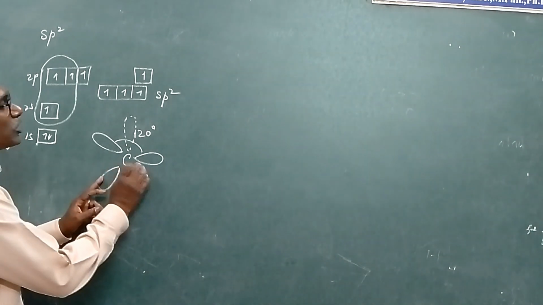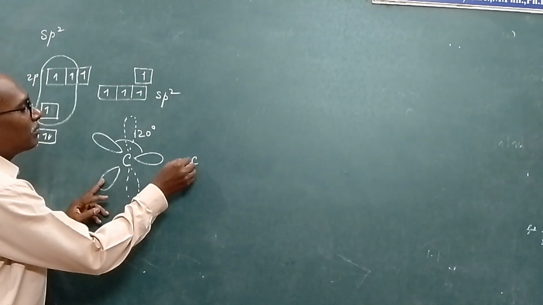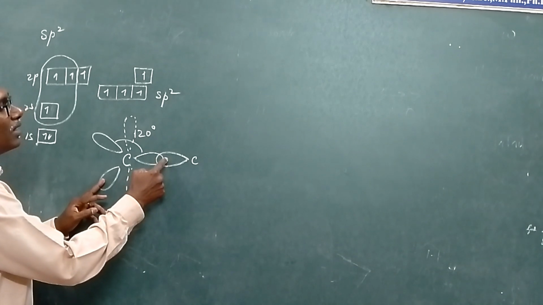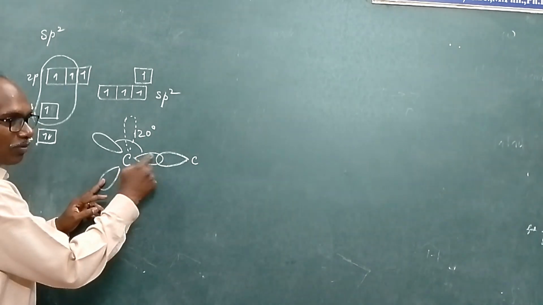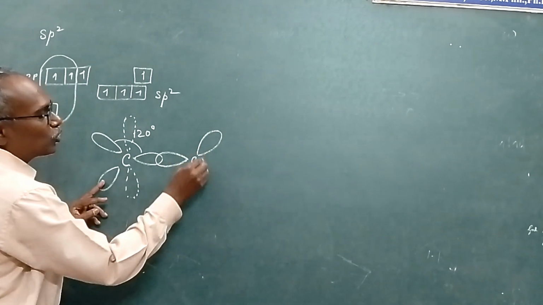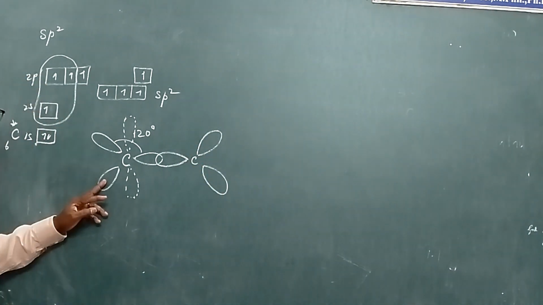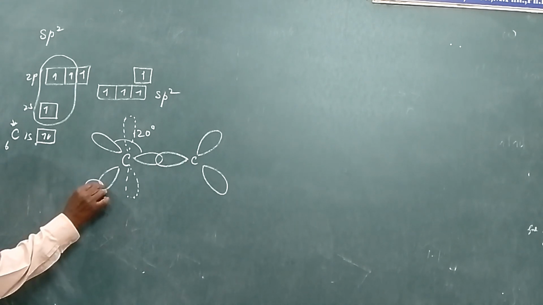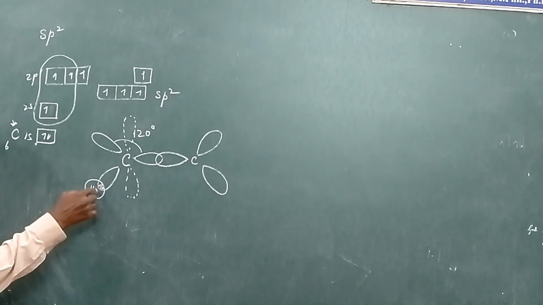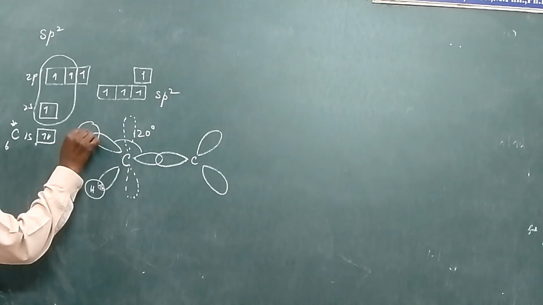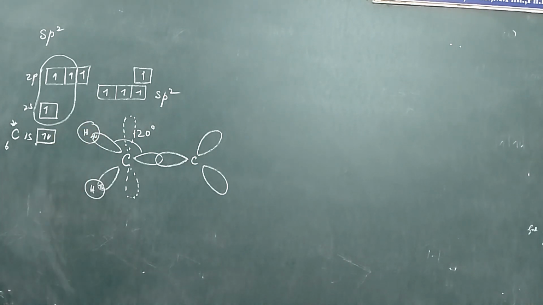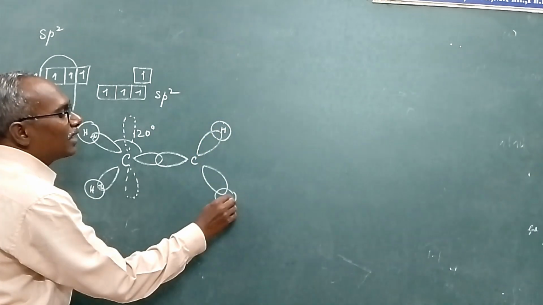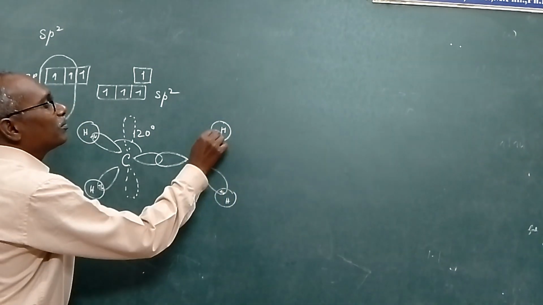Now, if this combines with another sp2 hybridized carbon, the sp2 hybridized orbitals will form a direct overlap. And there are two more sp2 hybridized orbitals. Then this will combine with the s orbital of hydrogen with 1 electron, and a covalent bond is formed. And this will combine with another hydrogen with 1 electron, and a covalent bond is formed. And this carbon also combines with 2 more hydrogen atoms, forming covalent bonds.